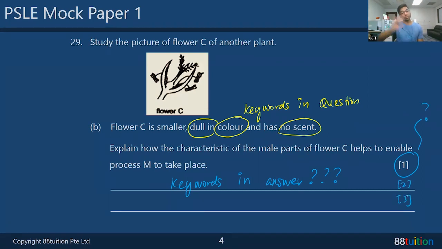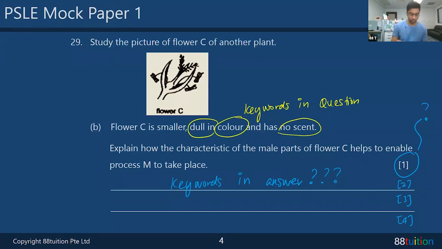So in MCQ, no problem. Everything is 2 marks. But in section B, you have 1 mark, 2 mark, 3 mark questions. You need to answer according to the number of marks. The more marks, the more points, keywords you need, because we're only looking for those keywords. And of course, the way you write, which we expect all of you to write well, okay?